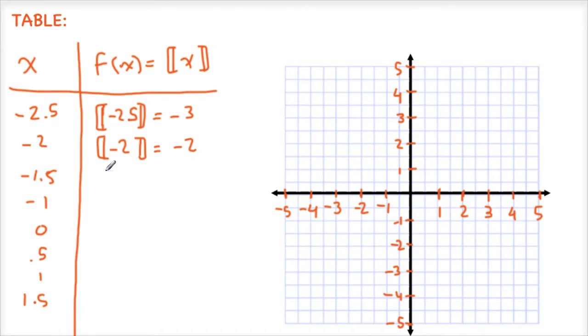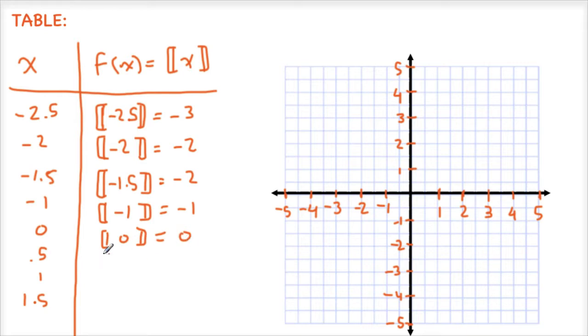Okay, so then moving down to -1.5, the greatest integer that's less than or equal to that is going to be -2. And at -1, the greatest integer less than or equal to that is -1. At 0, remember we said that 0 is an integer, so that works out there. At 0.5, the greatest integer that's less than or equal to that is 0. At 1, it's 1 because that's equal to. And then at 1.5, the integer that's less than or equal to 1.5 would be 1.